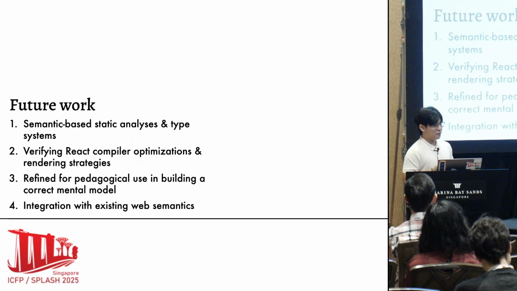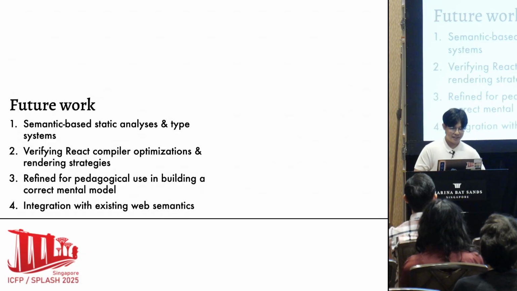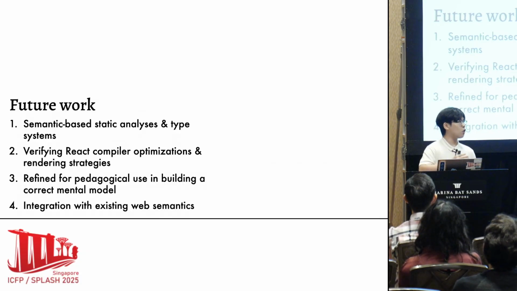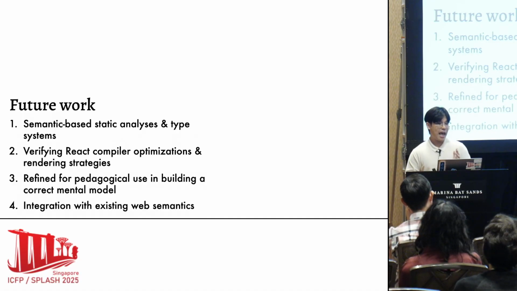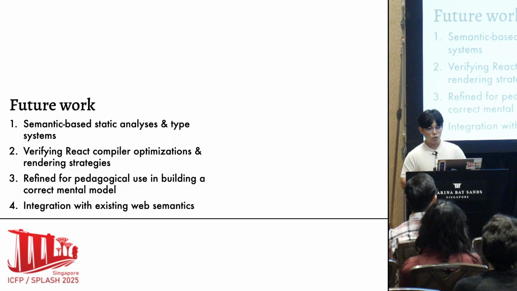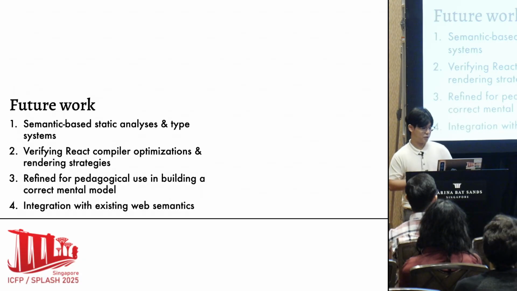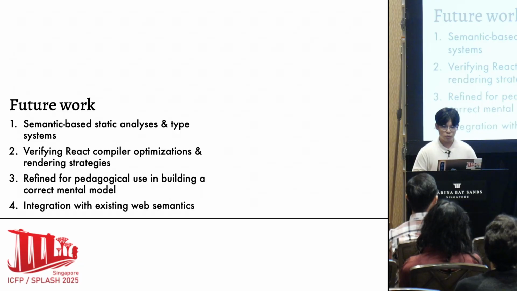React-Trace opens several exciting research directions. First, semantic-based static analysis and type systems that go beyond current linters. And second, our semantics can serve as a foundation for reasoning about optimizations, including the ones included in the recent experimental React compiler, and also different rendering strategies such as server-side components. And third, we can refine the semantics for pedagogical purposes to help developers build correct mental models of hooks. And last but not least, we can integrate it with existing web semantics for end-to-end verification of web programs.